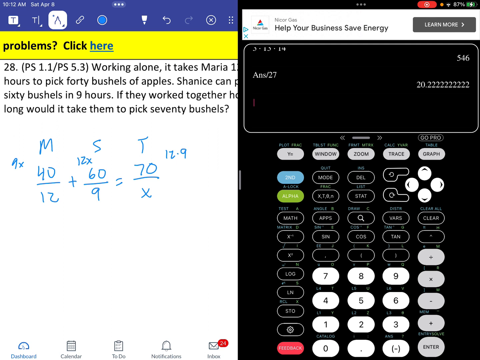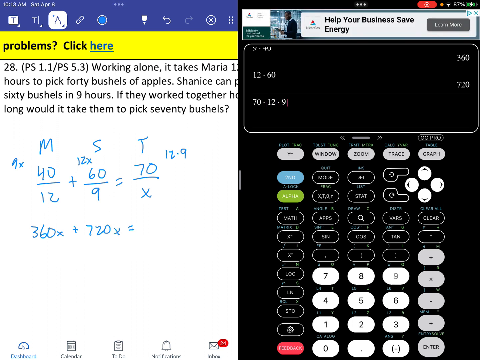Okay. So 9 times 40 is 360x plus 12 times 60 is 720x equals 70 times 12 times 9 equals 7,560.